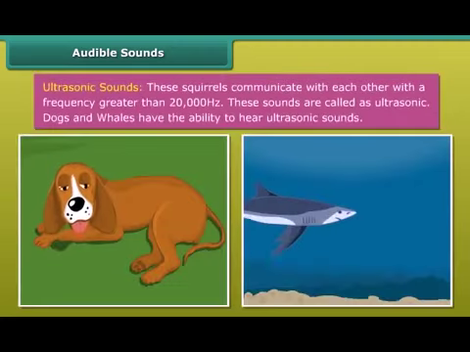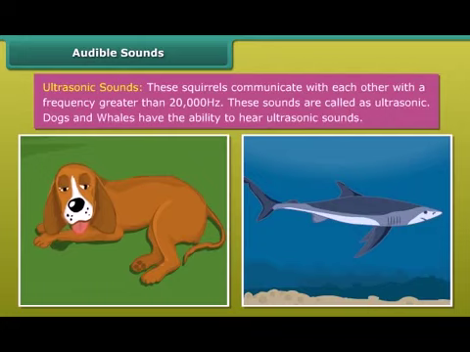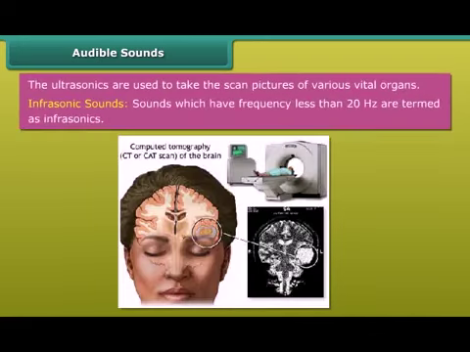Ultrasonic sounds. These squirrels communicate with each other with a frequency greater than 20,000 Hz. These sounds are called ultrasonic. Dogs and whales have the ability to hear ultrasonic sounds. The ultrasonics are used to take scan pictures of various vital organs.